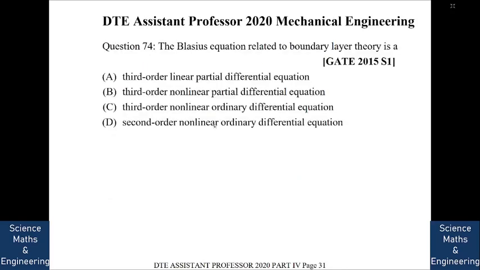So next question. The Blasius equation related to boundary layer theory is a, so we need to find out which order, third order or second order, whether it is linear or non-linear, whether it is partial differential equation or ordinary differential equation.